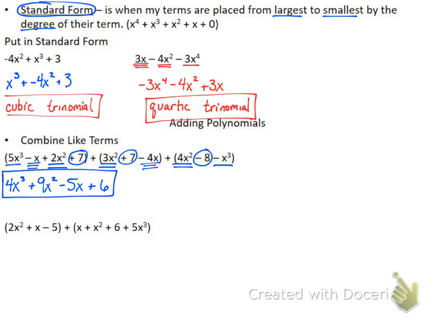Again, if I wanted to name that based on degree and number of terms, it'd be a polynomial because it has 4 terms. And then based on the degree, it would be cubic.